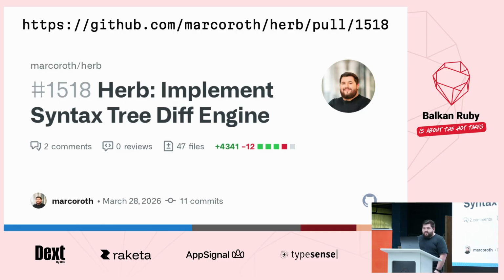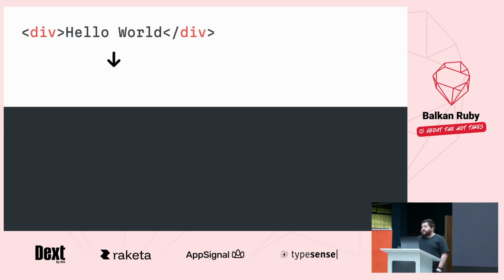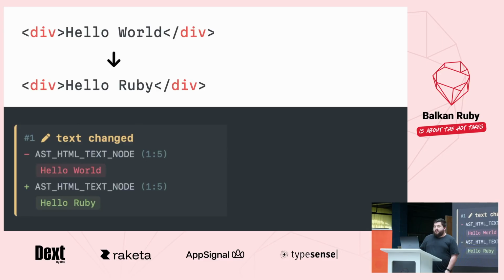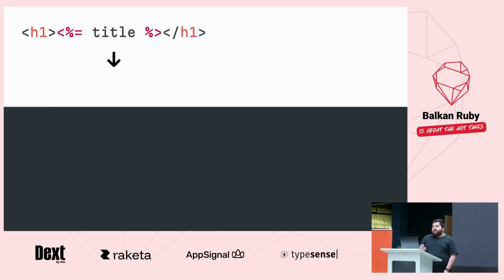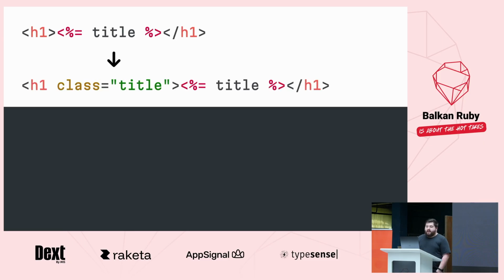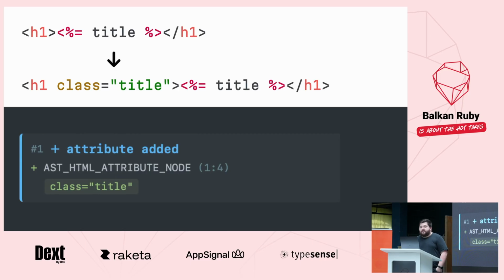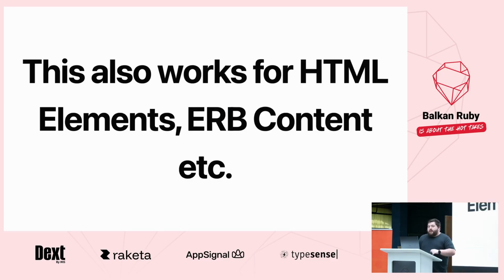But the gist of it is that when you take a tag and have a different output, the Herb engine can tell you that the text changed in this case, from this text to this text. It also works for other things, like if you have this template and you add attributes, it knows that you have an attribute added, and not just some content change. No whitespace differences, whatever. We know semantically it's only an attribute. This works for all the content, for HTML, ERB, for all of that.